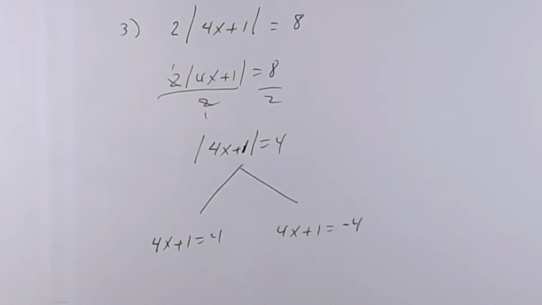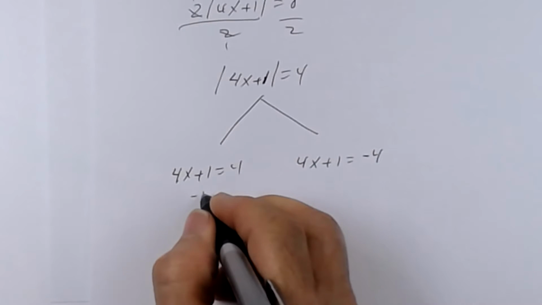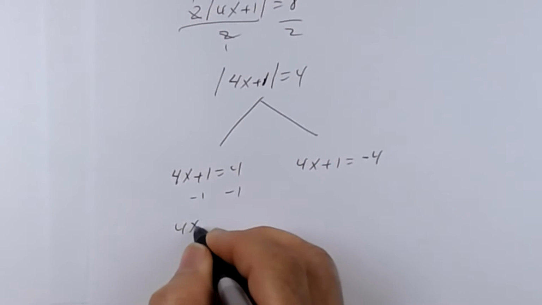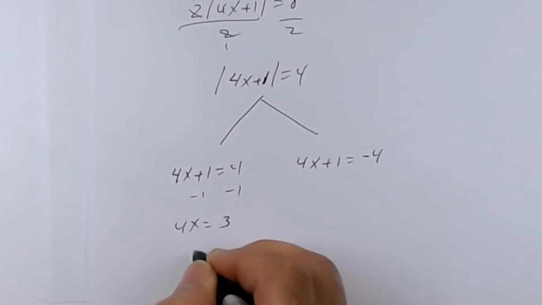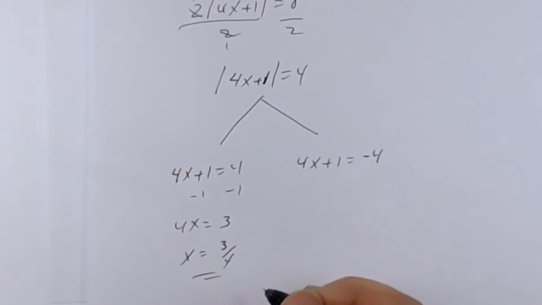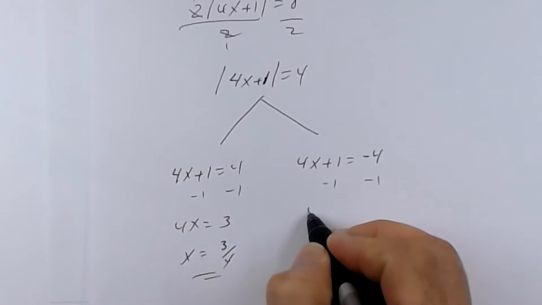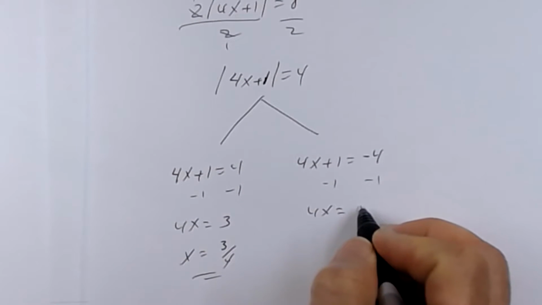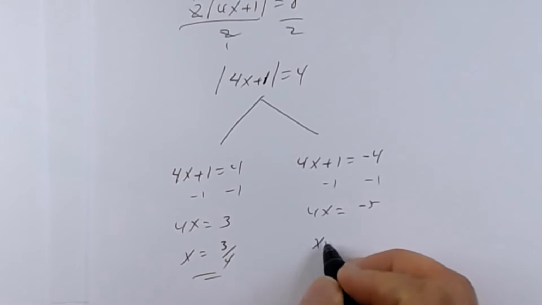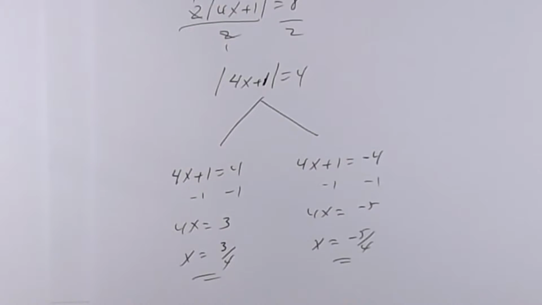So in the first one, the one on the left, you're going to subtract 1 from both sides. So I get 4x equal a 3. So what's x? 3/4. There's one of your solutions. Over here, subtract 1. I get 4x equal a negative 5. So x equals a negative 5/4. So those are your two solutions.